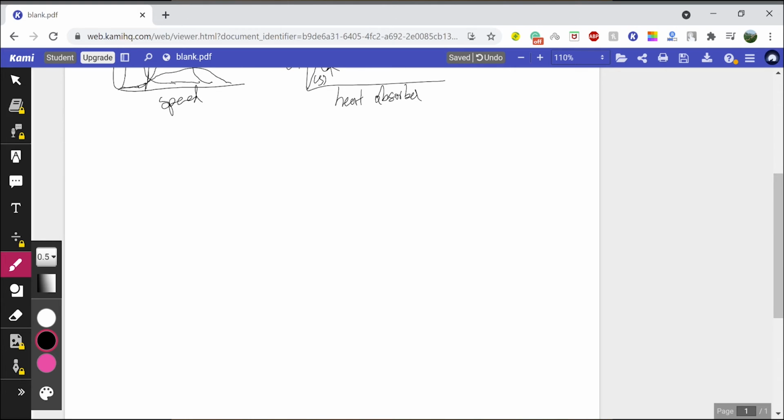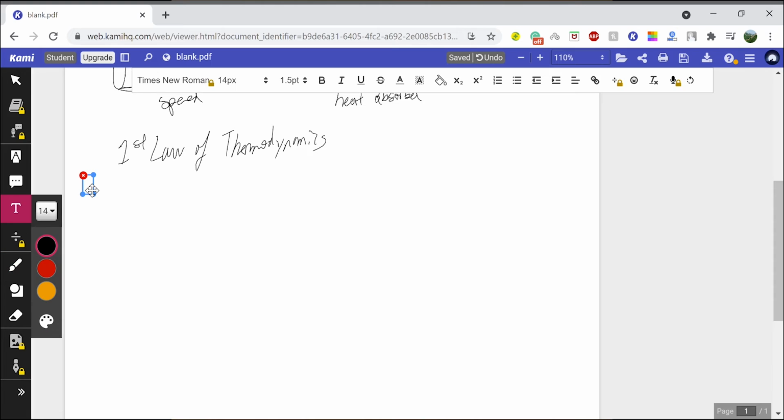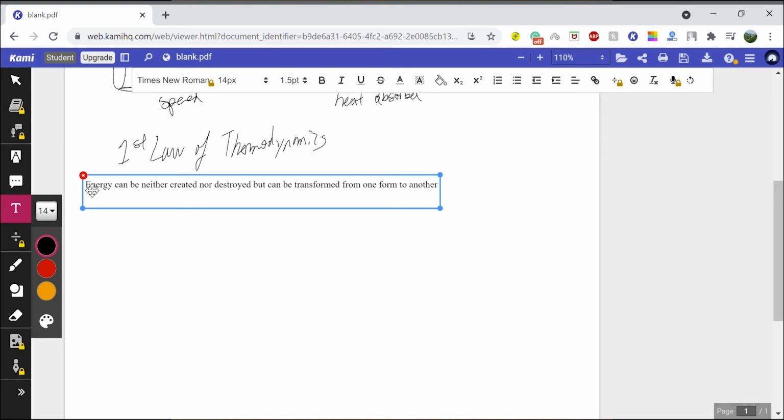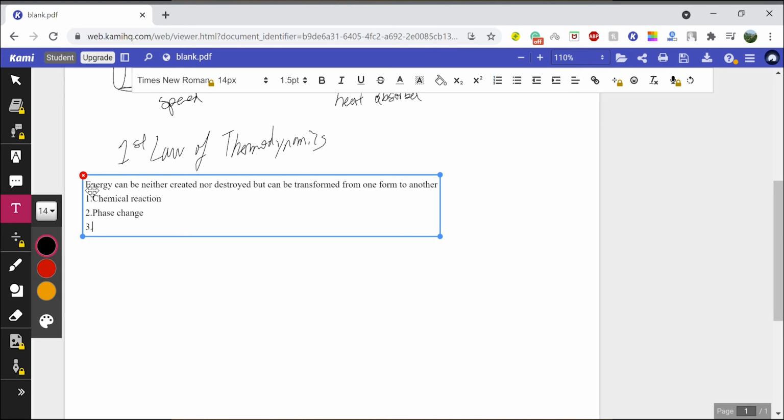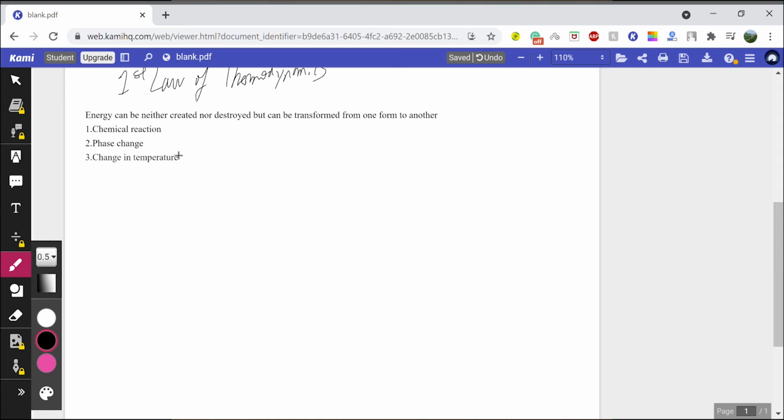Alright, time to learn new things. First, we have the first law of thermodynamics. And that is, energy can be neither created nor destroyed, but can be transformed from one form to another. Now, the energy of the system will change when you have a chemical reaction, a phase change, or if there's a change in temperature. And now these changes result in energy being transferred in or out of the system in the form of heat and work. Now, heat and work tell us internal energy.